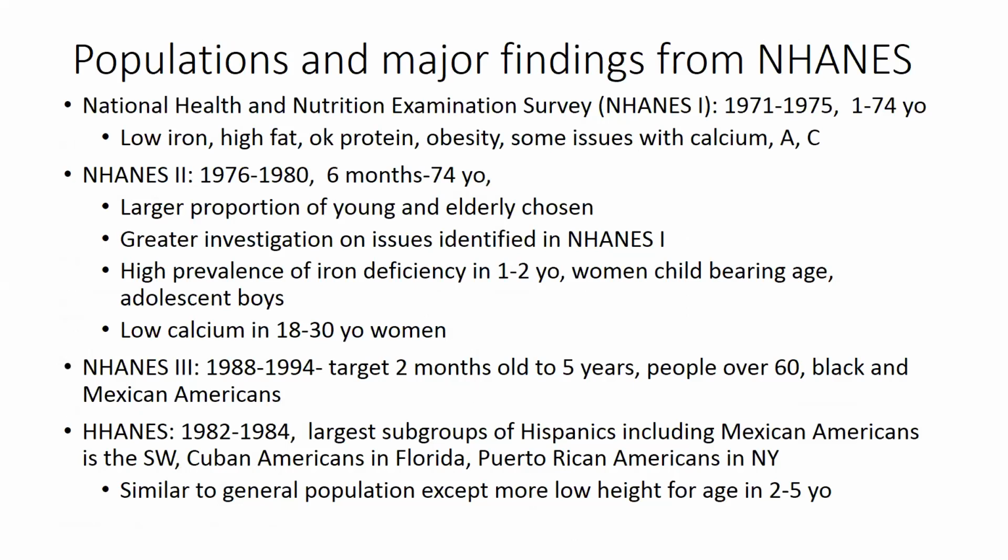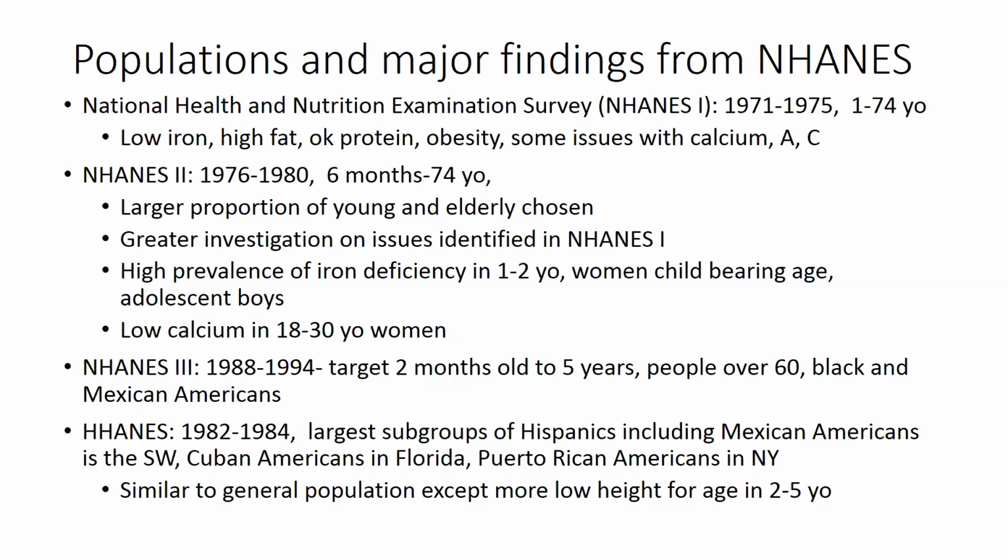I'm going to go over some of the major results from the different NHANES surveys. I think it's very interesting to recognize when we started to notice some of our major nutrition problems and then start to think about, well, we've known this since the 70s. What have we done about it? So the first NHANES, NHANES 1, and again, NHANES is National Health and Nutrition Examination Survey, started in the 70s.